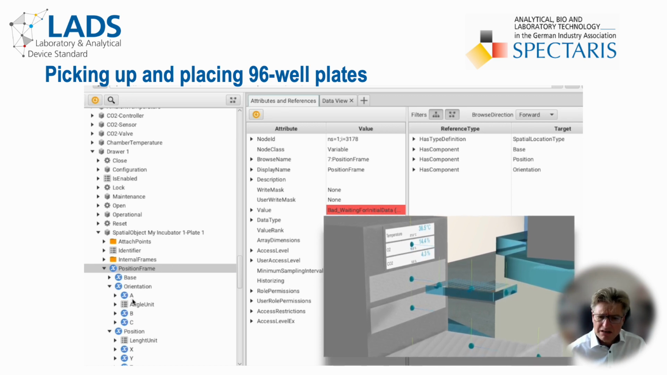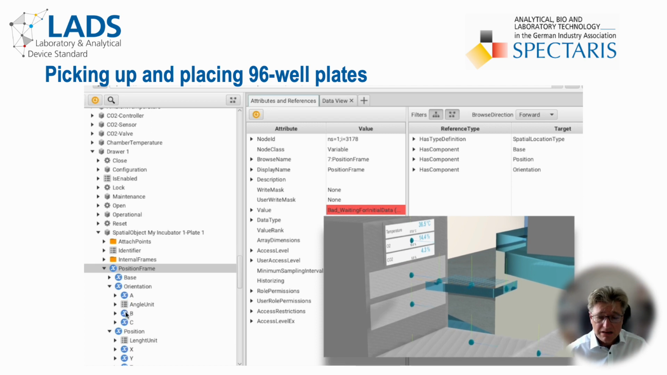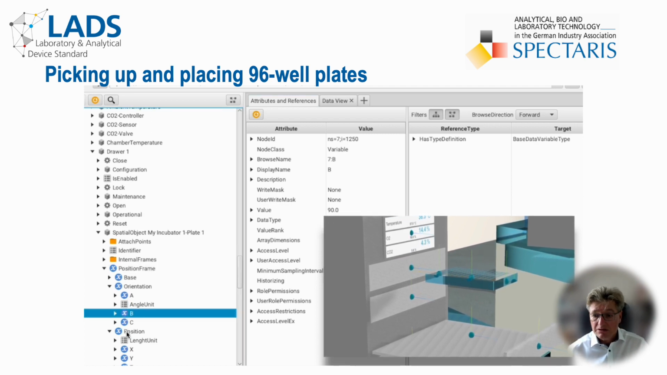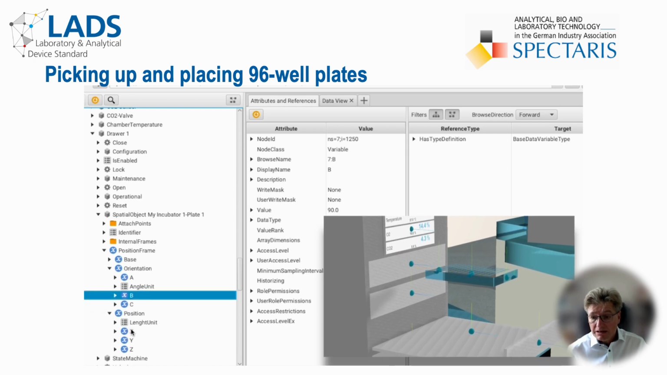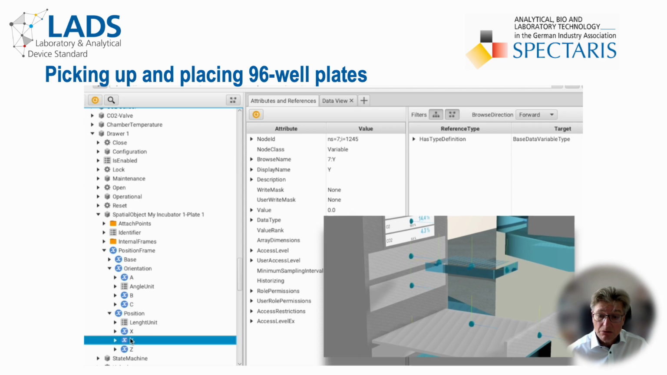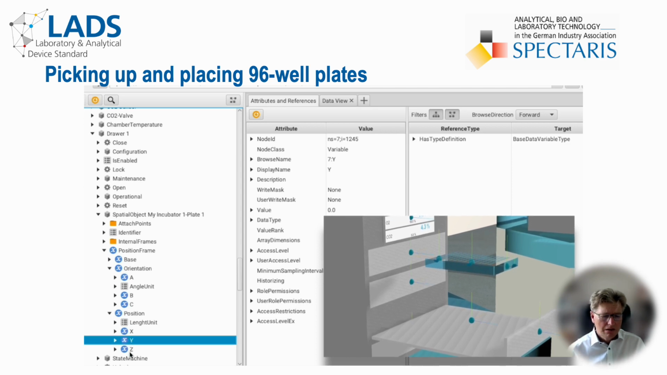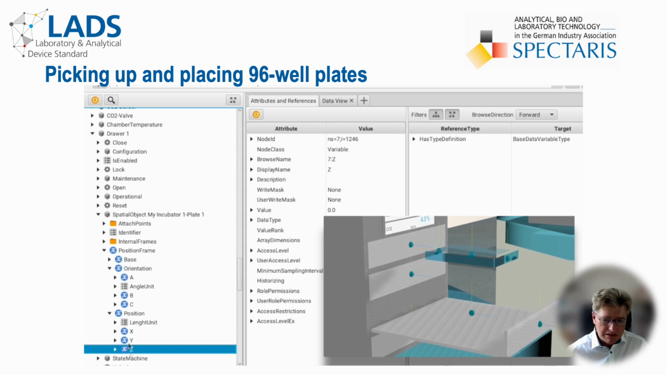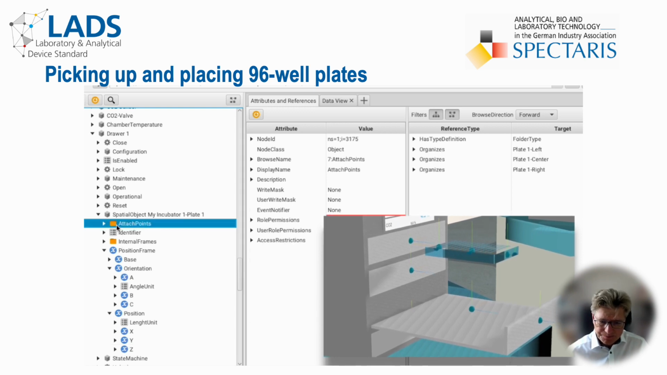Due to the design of the incubator's drawer, the 96-well plate must be turned about 90 degrees about its vertical axis to be placed in the drawer. This is represented by the orientation's property B, which is set to 90 degrees. The plate's position relative to the drawer is defined by the properties X, Y, and Z.